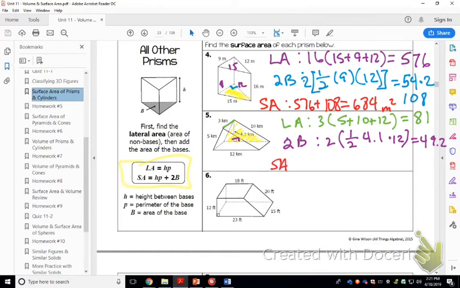Okay, so our surface area. The 81 plus the 49.2, and you should get 130.2 kilometers squared.